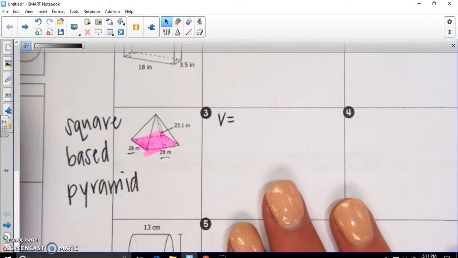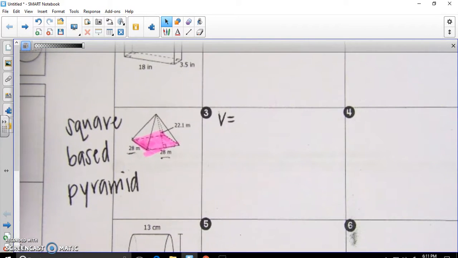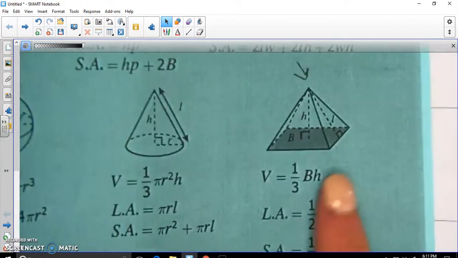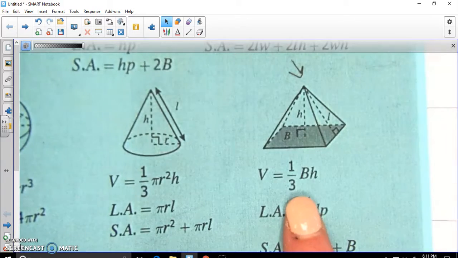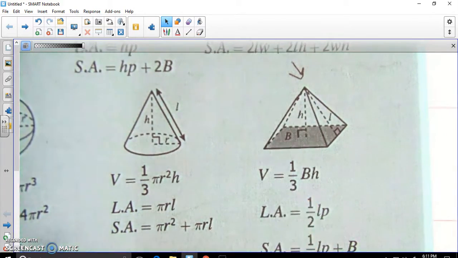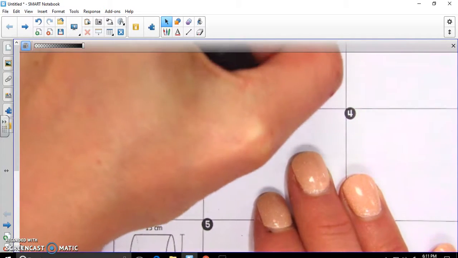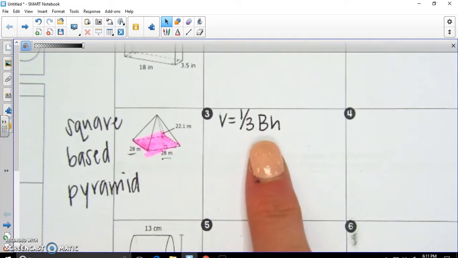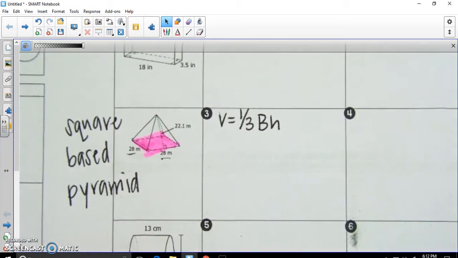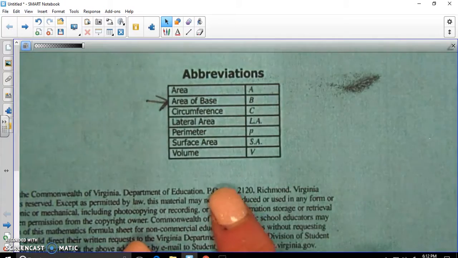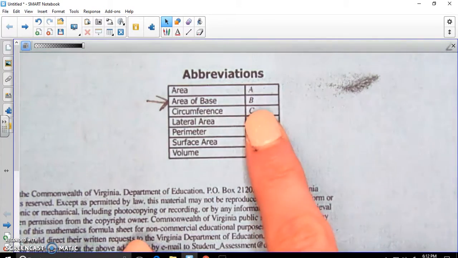I like to rewrite my formulas before I plug anything in, so let's find our formula on our formula sheet. There it is, there's our pyramid. The formula for volume is 1/3 capital B times H. So let's write that: 1/3 B H. What in the world does capital B mean? Well, let's say I'm on the SOL test and I don't remember what it means. Look at your abbreviations on your formula sheet. It means area of the base.